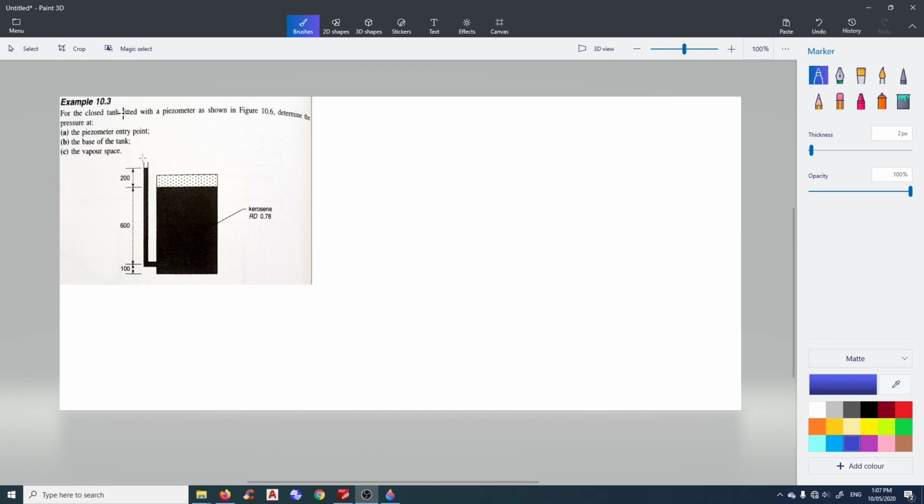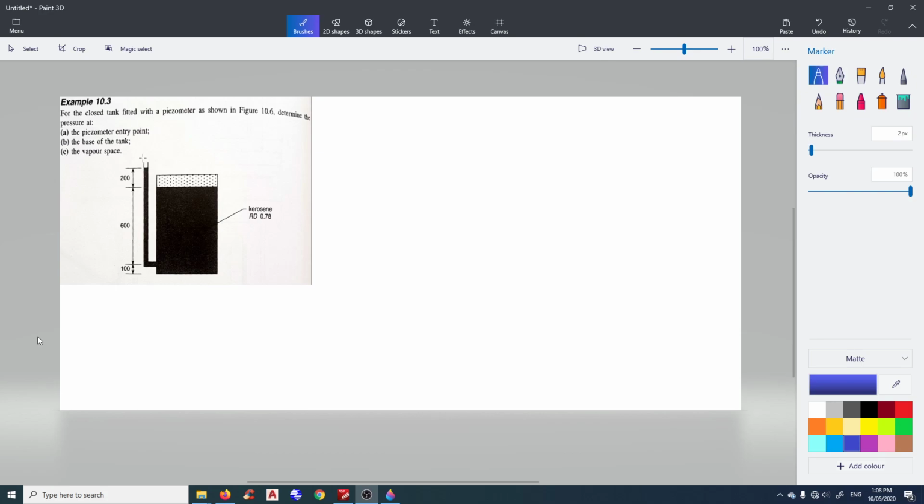Now we have a closed tank fitted with a piezometer like this. So what's the pressure at the piezometer entry? At this point, this is the entry at 100 mil above the bottom of the tank. B, what is the pressure at the base of the tank? And C, what's the pressure of the vapor space? The liquid here is kerosene, and the relative density is 0.78. So this is quite similar to what we just discussed before.